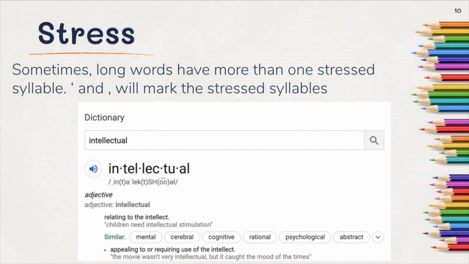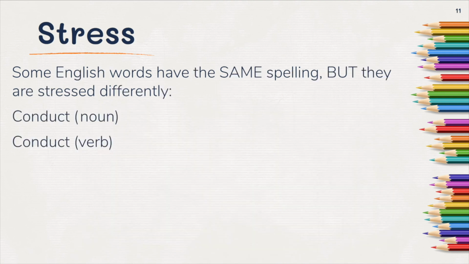Sometimes, long words that have many syllables will have more than one stressed syllable. In that case, there will be an apostrophe mark and a comma. Those will mark the two stressed syllables. Here, there's a comma before in and an apostrophe before lek. So the stressed syllables are in and lek. Intellectual. This is important, guys.